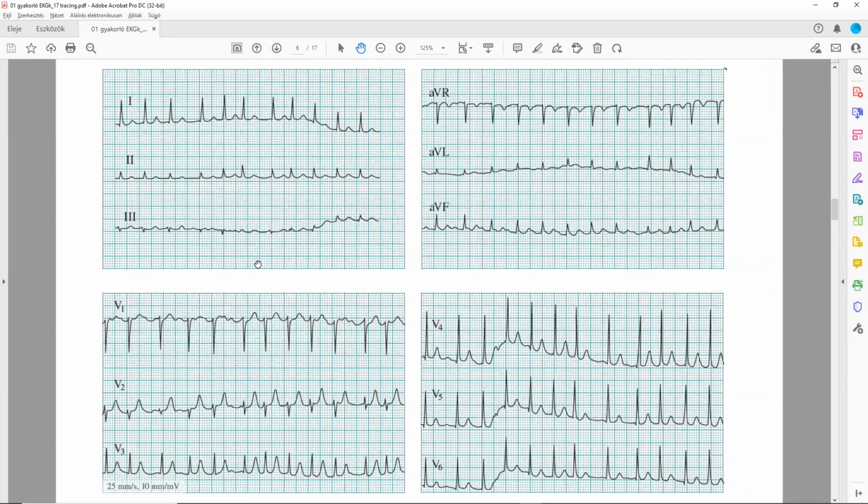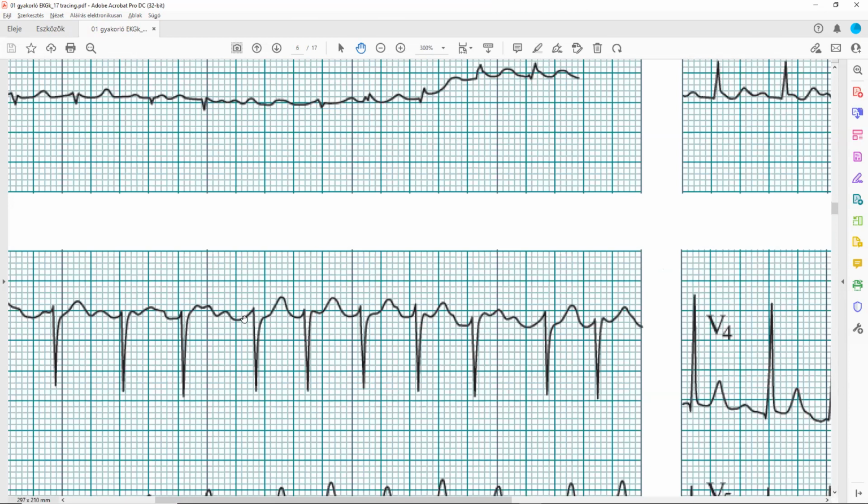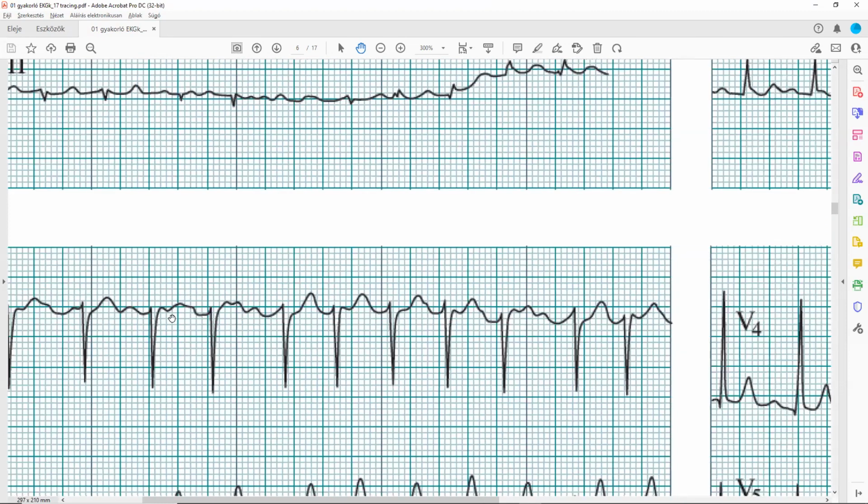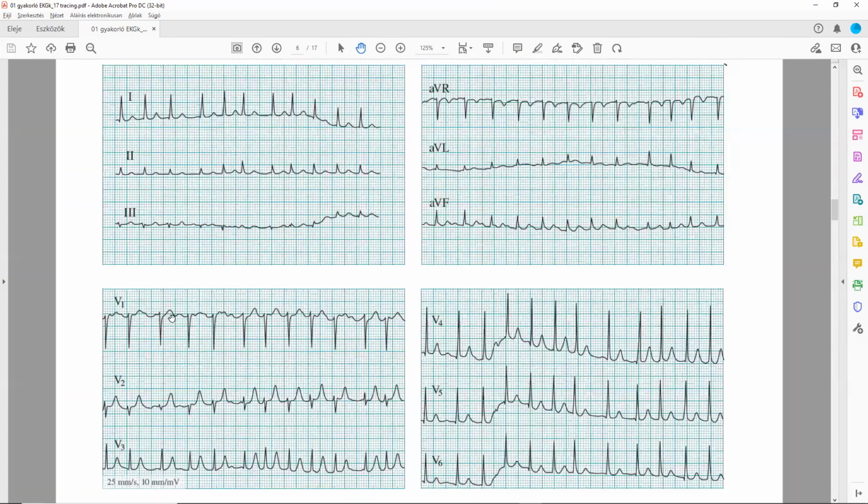Do we see nice P waves? No. But we do see P waves, but these P's are different, and they are coming randomly. So we have arrhythmia absoluta with different P waves. So that can be a multifocal atrial tachycardia because it's tachycardic. Yes. Okay.